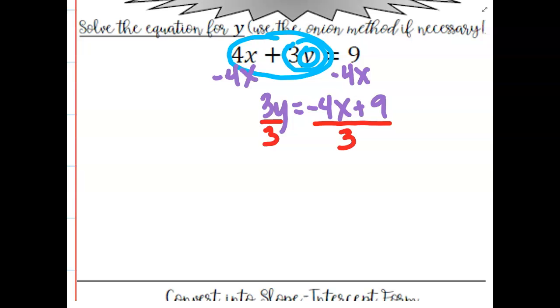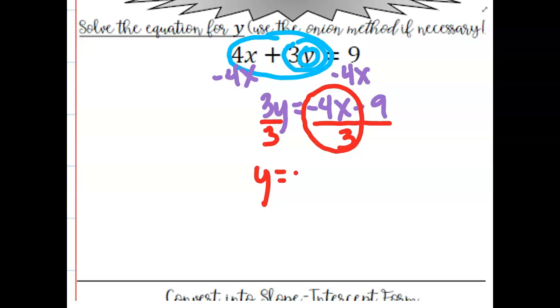Okay? Now, on the left-hand side, we get our y equals. Great. On the right-hand side, we talked about this like one day, like the first week of school. You guys remember me mentioning the butterfly method? That's what this is. I don't want to leave my answer like this. To simplify this, I'm going to take negative 4x divided by 3. Can't really take negative 4x divided by 3.